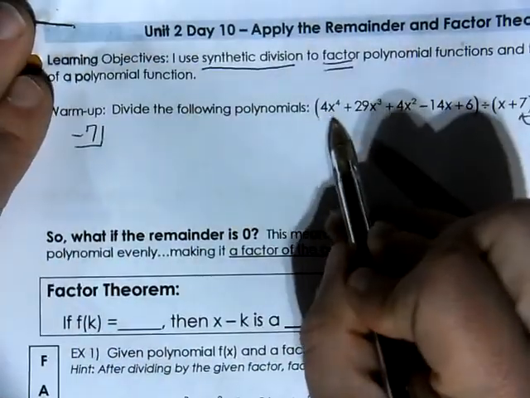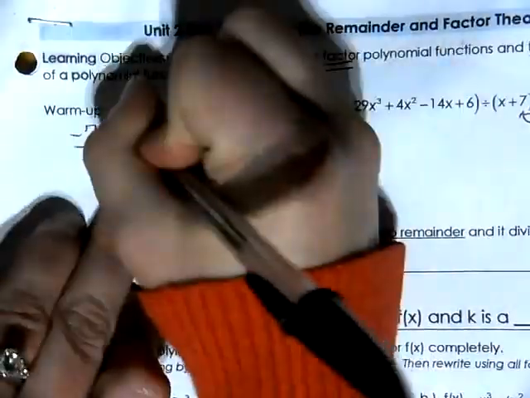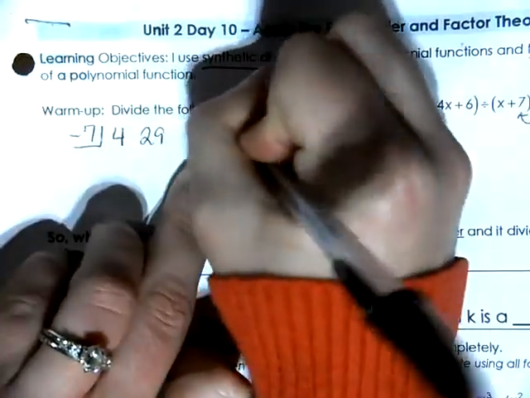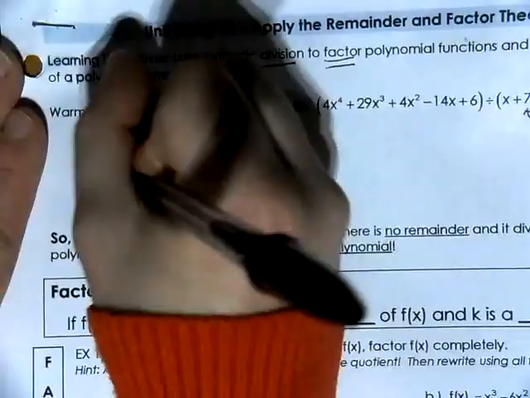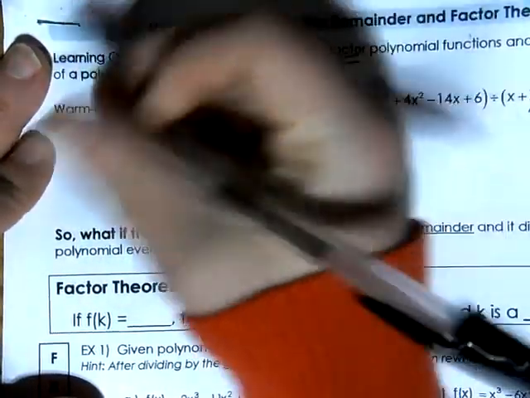And I need to make sure that every degree is represented. So I have a 4, 3, 2, 1, 0. So every degree is represented. And I have a 4, a 29, a 4, a -14, and a 6. I'm going to put a vertical line in between my last two numbers and a horizontal line going straight across. And I'm going to bring down the 4.